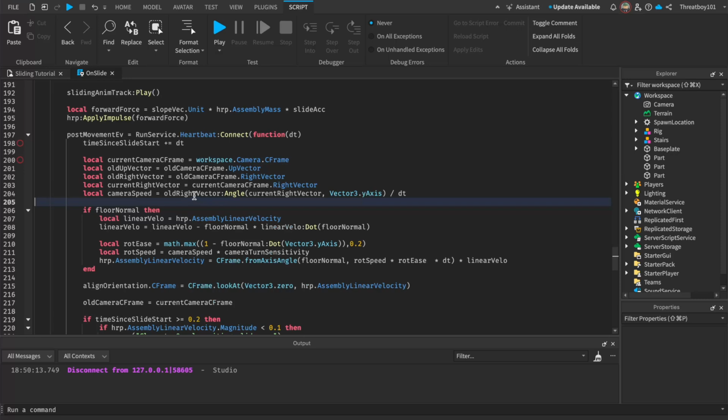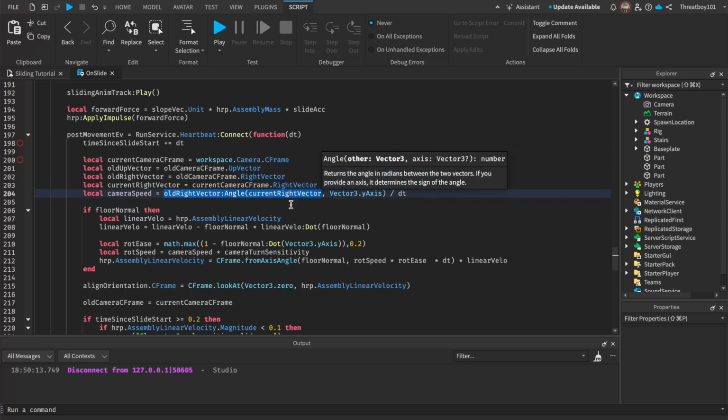Okay, so now we want to get the angle between the right vectors. So we use this Vector3 angle function to get that angle. But the thing is, we do not know the sign of that angle, right? Did we rotate 30 degrees to the left or did we rotate 30 degrees to the right? We do not know, because it's simply the angle between the two vectors. It doesn't tell you anything about the direction of rotation.